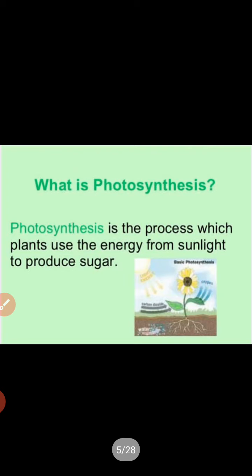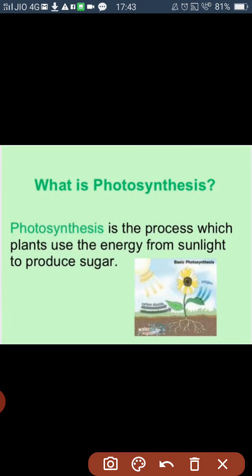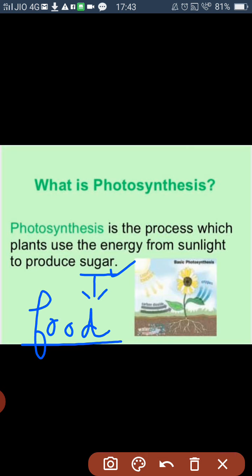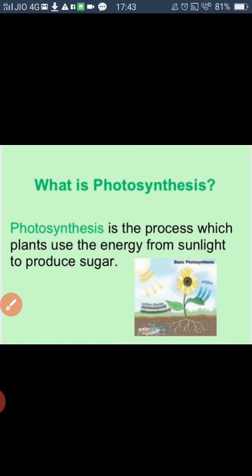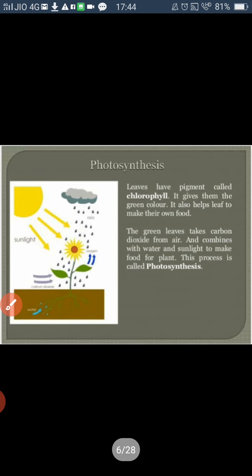right? Again, please note down the definition. It is the process in which plants use the energy from sunlight to produce sugar. What is sugar? Sugar is the food of the plant, which is prepared by its leaves. So the sugar is the food of the plant, and it is produced after the process of photosynthesis. All right, so now you are aware what photosynthesis is.